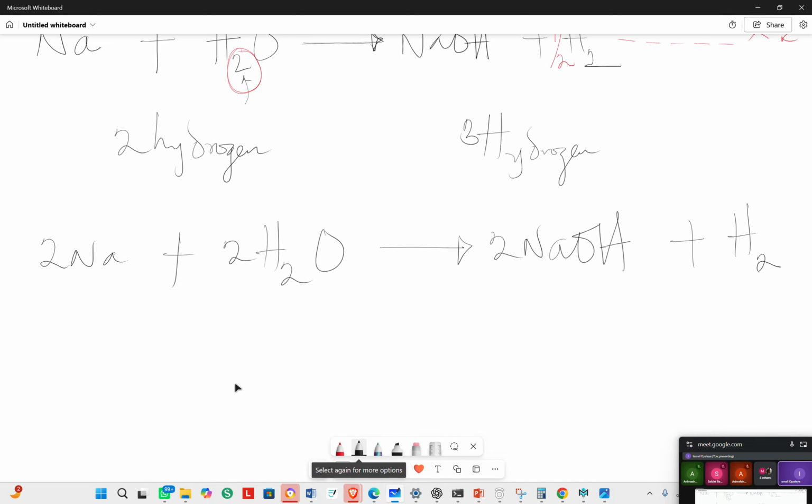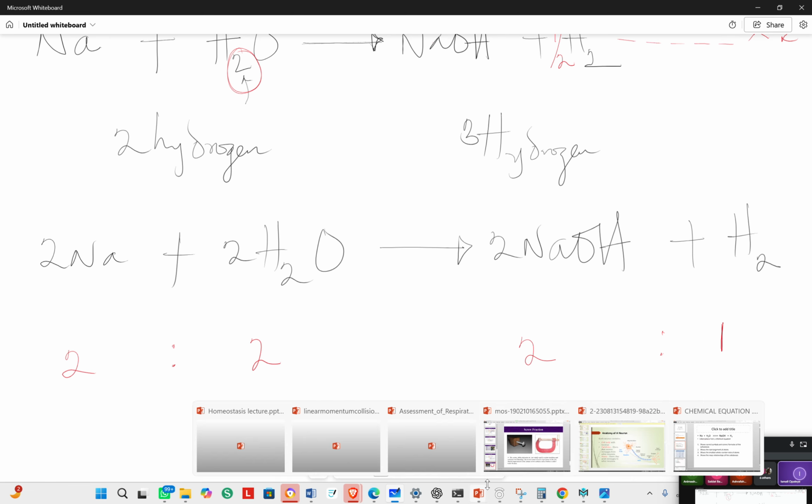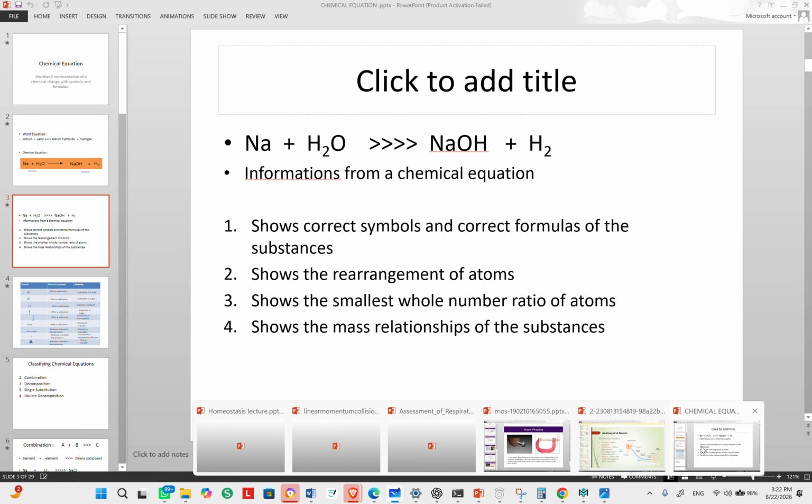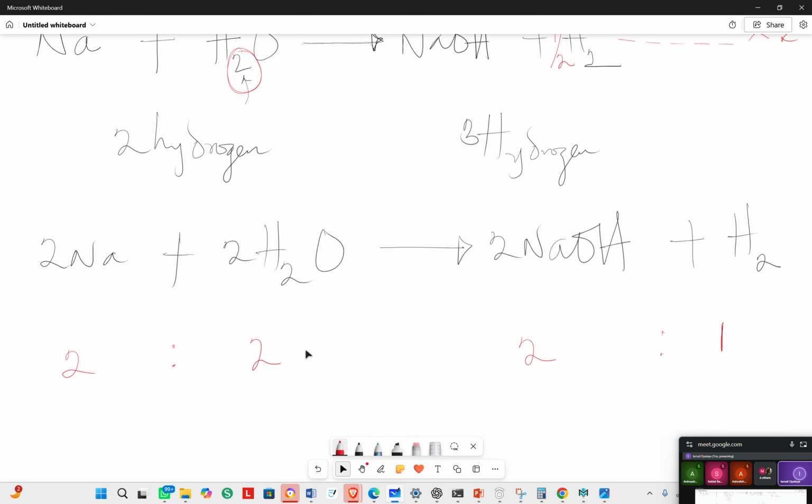Now, when the equation is balanced, you are then able to give the relationships of the atoms or molecules and how they are combining. That 2 moles of this is reacting with 2 moles of this one to give 2 moles of this and 1 of this. So that is what that statement was trying to tell you, that it shows the smallest whole number ratio of atoms. So here 2 of sodium is reacting with 2 of this water molecule to give 2 of this sodium hydroxide and 1 of this hydrogen here.